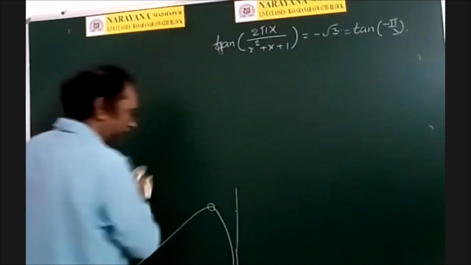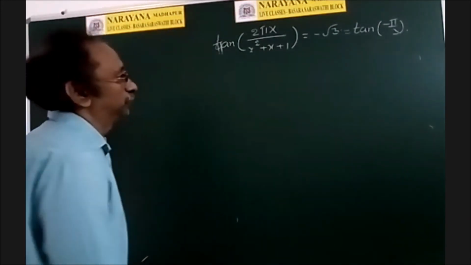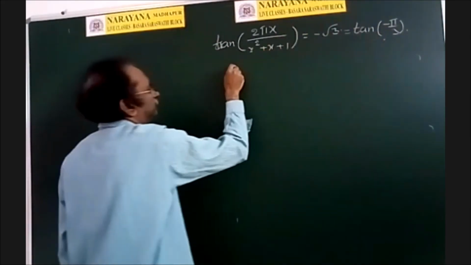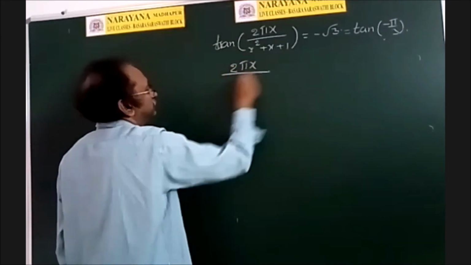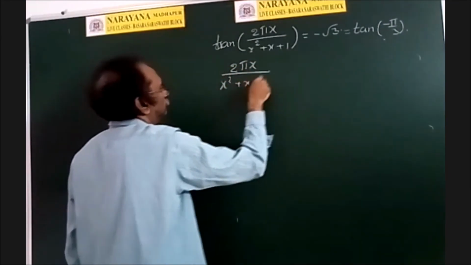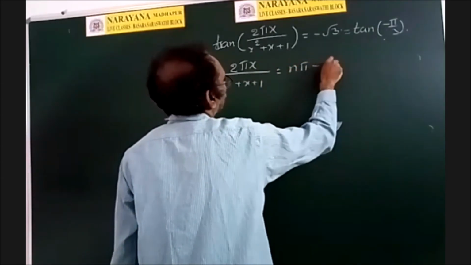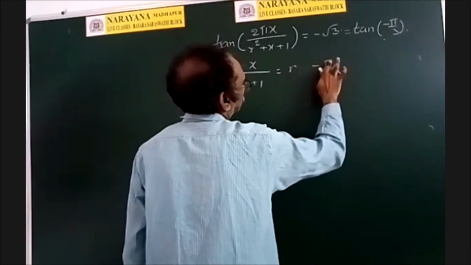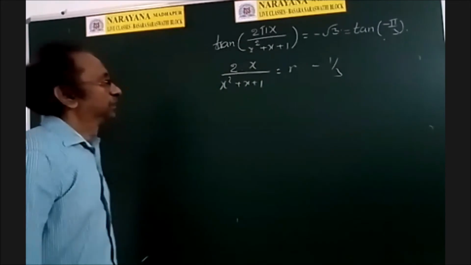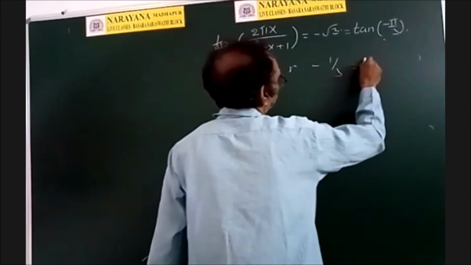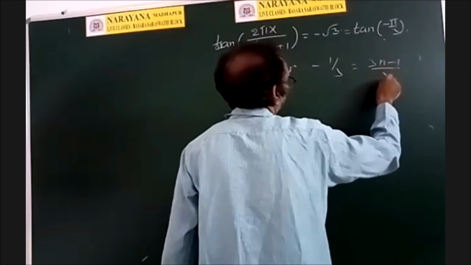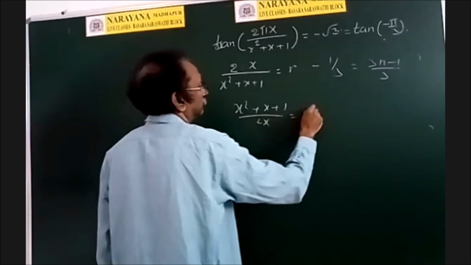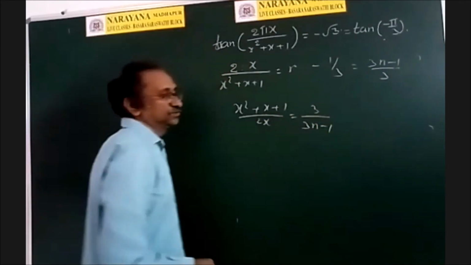So these types of problems will take so much time, so don't worry about that. All problems will not be like that. So tan x is equal to tan alpha, that is x is equal to n pi plus alpha. And I can cancel pi on both sides. And therefore, this is equal to what? 3n minus 1 by 3. Reverse this: 3 by 3n minus 1.